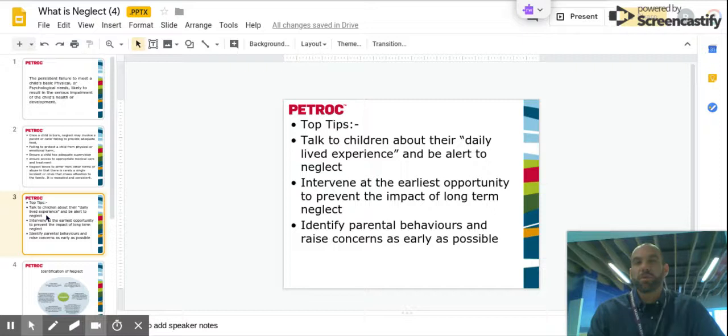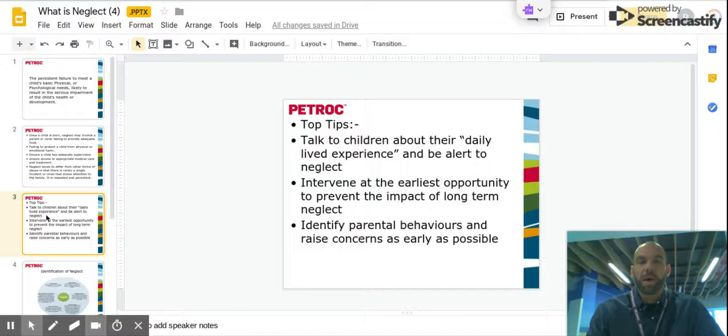It's really, really important to state that if we identify incidents of neglect early, it will really minimise the impact of effects that ongoing and persistent long-term neglect has on children and young people. So early identification is really, really important.